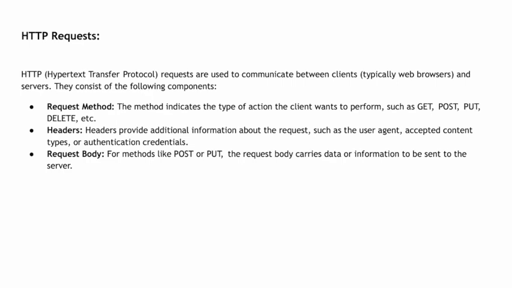Requests are used to communicate between clients and servers. They consist of the following components: request method, headers, and request body. Request methods. The method indicates the type of action the client wants to perform, such as GET, POST, PUT, DELETE, etc. Headers provide additional information about the request, such as the user agent, accepted content types, and authentication credentials. Request bodies. For methods like POST and PUT, the request body carries data or information to be sent to the server.